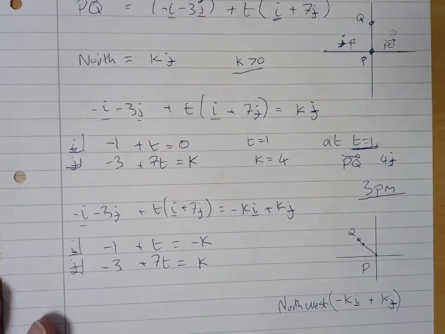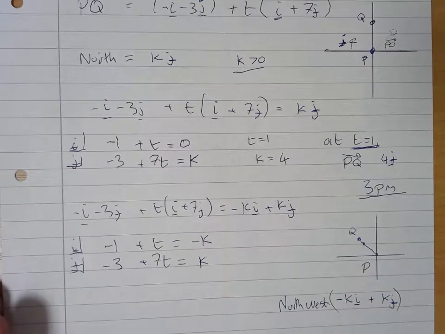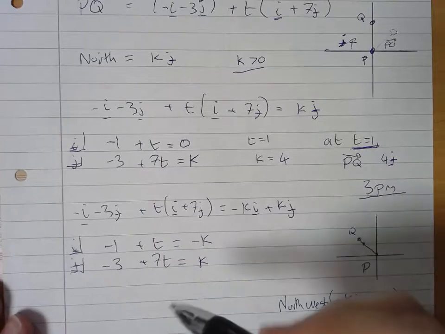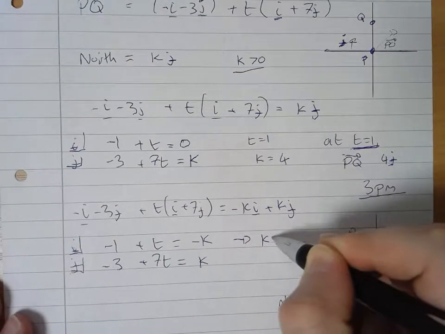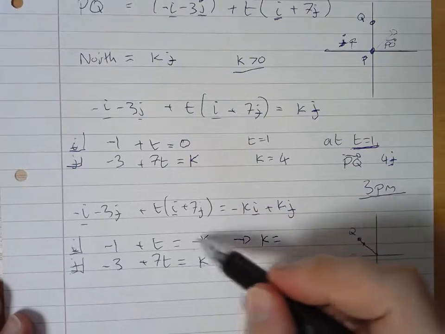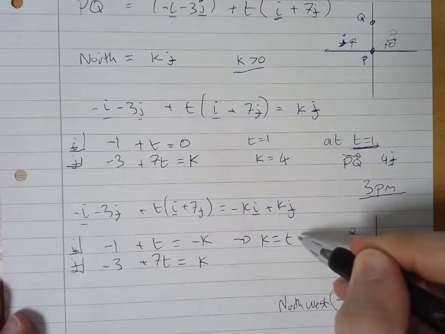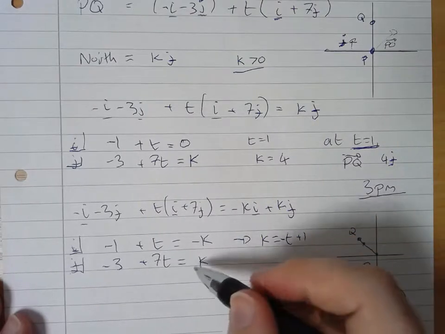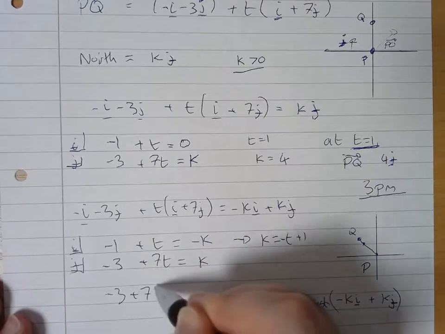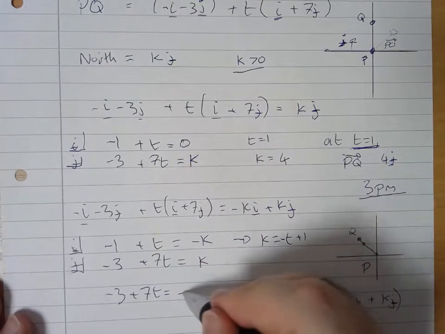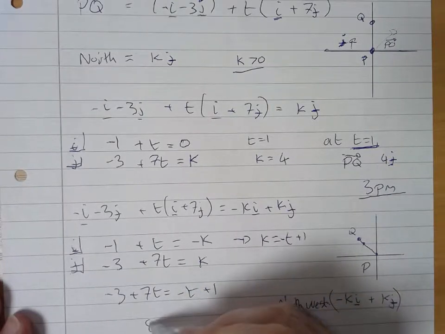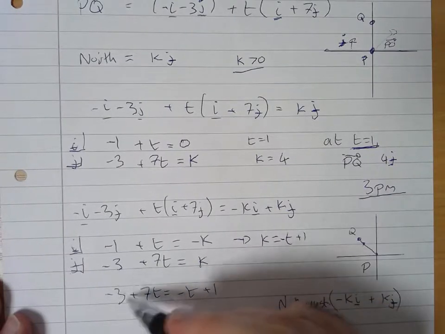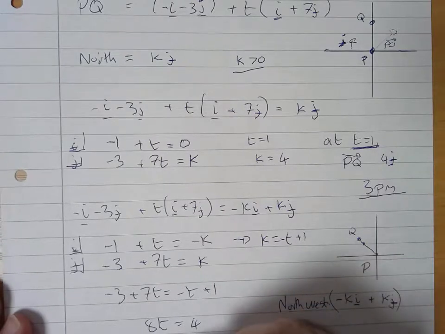Now we just need to find the values of t and k from this. Because I'm after the value of time, I'm going to eliminate k. So I'm making this one k equals minus t plus 1, taking the minus over. I'm going to put this over here, so I get minus 3 plus 7t equals minus t plus 1. If I take this over, I get 8t equals, and I add the 3 over, I get 4.